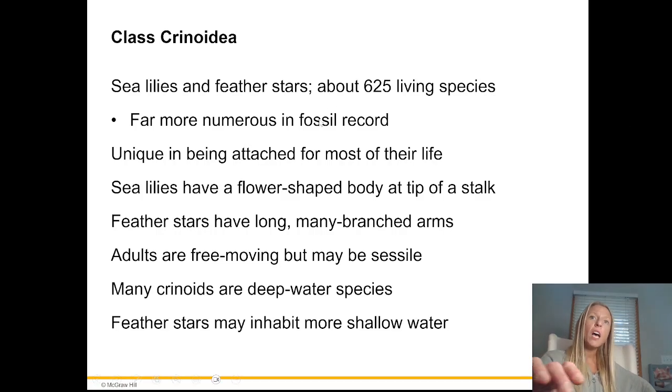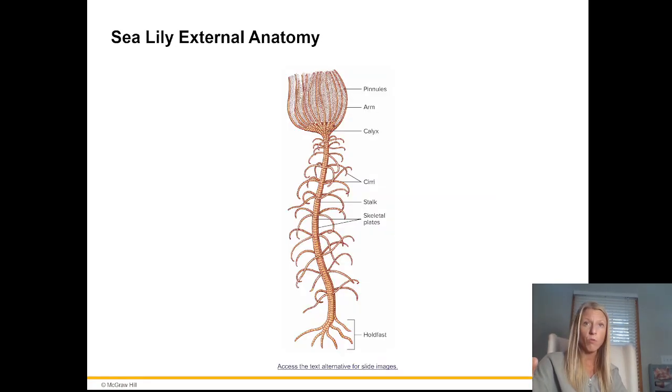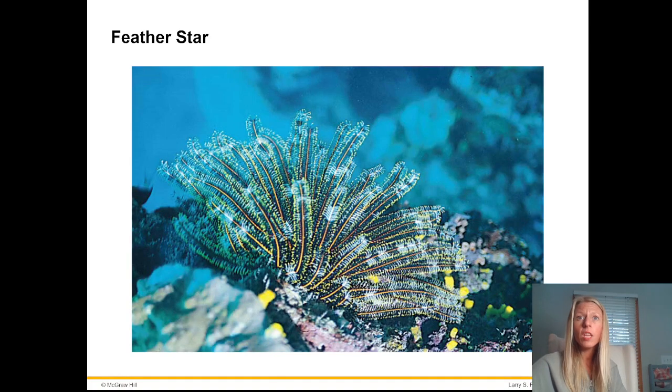The Crinoidea, these guys are the sea lilies and feather stars. They are attached to something for most of their life. The sea lilies look like a flower at the end of a stalk. Many of the adults are free moving, but could be sessile. And many are deep water, even though the feather stars are more shallow water. So this is the external anatomy of a sea lily. There is a feather star.